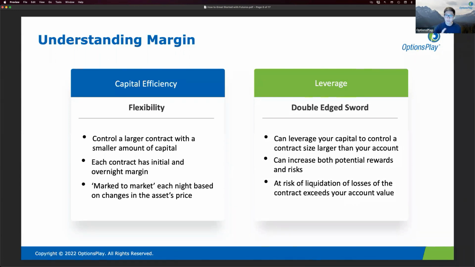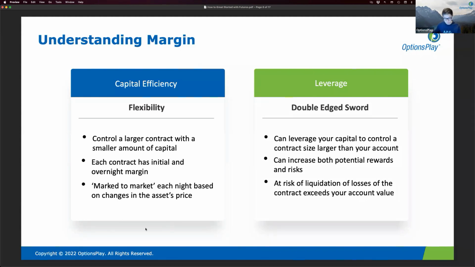But this is also potentially a double-edged sword, because with a $10,000 account, you can potentially control a $30, $40, $50, or even maybe $100,000 position in your portfolio, and you are taking on the risk of that huge contract size. So you really have to think of it as two sides of the coin, and you have to understand both sides before, in my opinion, you can responsibly trade futures.